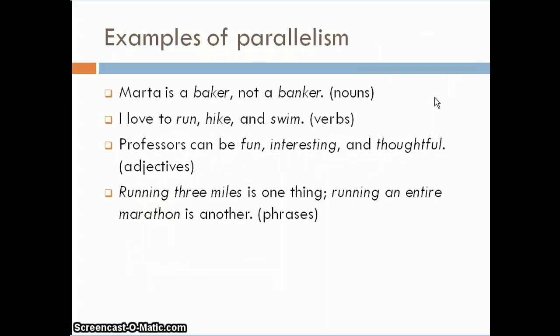So let's look at some examples. Marta is a baker, not a banker. So in this case, we have two nouns, baker and banker. Here's another example. I love to run, hike, and swim. Here we have a list of verbs. Run, hike, and swim. Here's another example. Professors can be fun, interesting, and thoughtful. Well, of course, that's an opinion. But in this case, we have three adjectives, fun, interesting, and thoughtful.